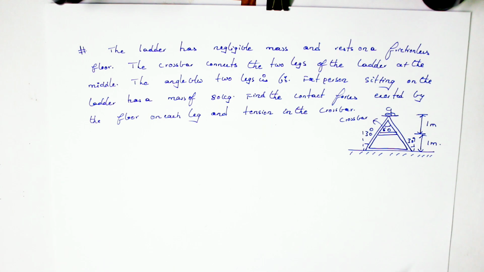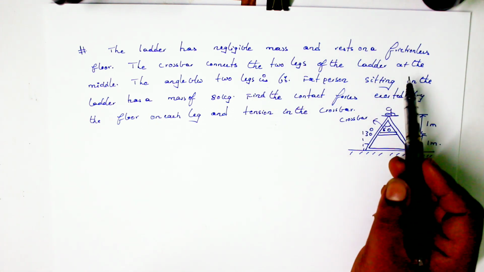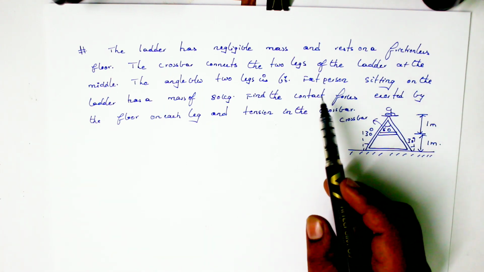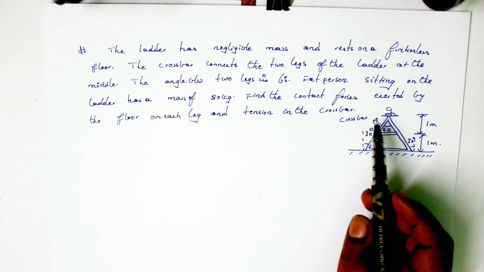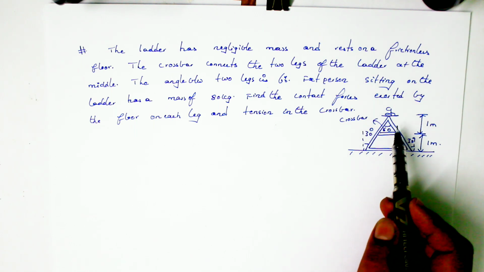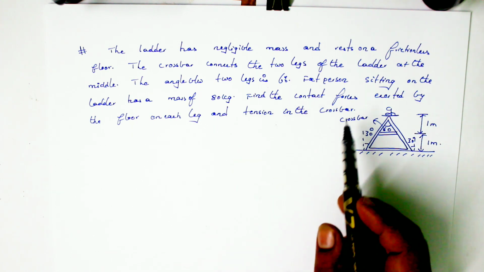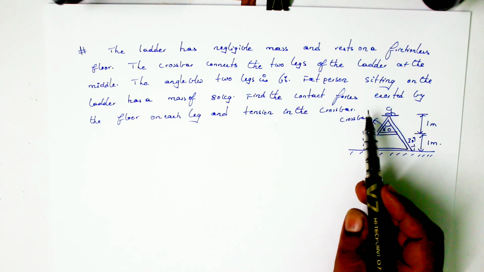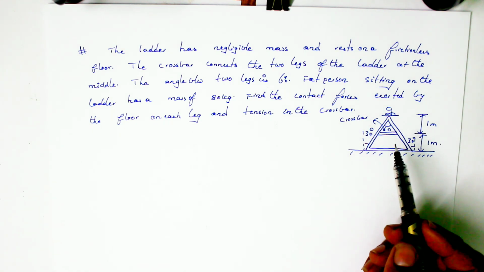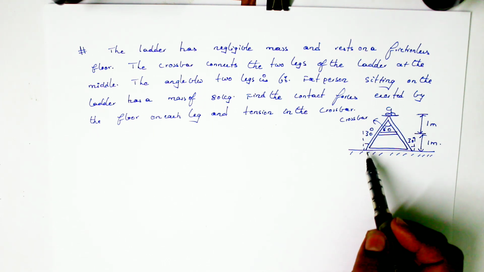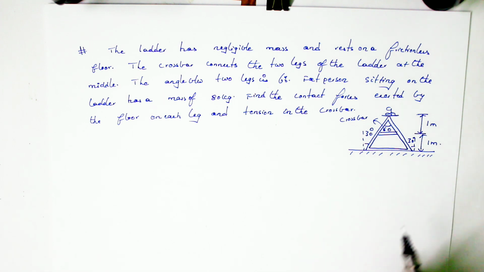So now let us see this question. A ladder has negligible mass and rests on a frictionless floor. The crossbar connects the two legs of the ladder at the middle. The angle between the two legs is 60 degrees. A person sitting on the ladder has a mass of 80 kg. Find the contact forces exerted by the floor on each leg and the tension in the crossbar. So what is the normal force exerted by the floor on the leg, and what is the tension in this crossbar that we are supposed to find out.